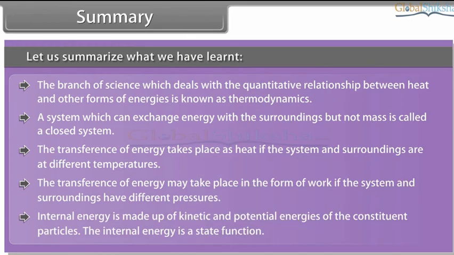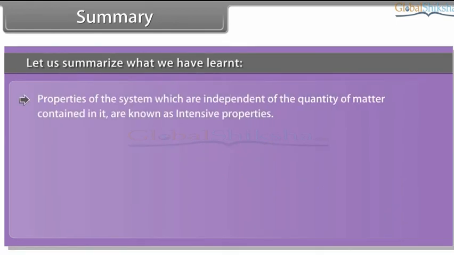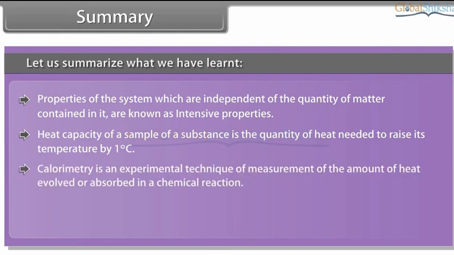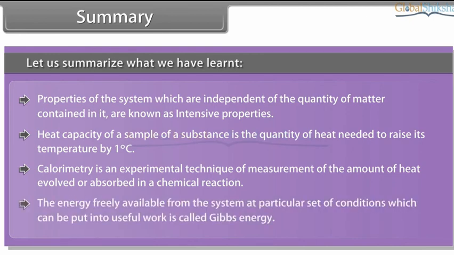Internal energy is made up of kinetic and potential energies of the constituent particles. The internal energy is a state function. Properties of the system which are independent of the quantity of matter contained in it are known as intensive properties. Heat capacity of a sample of a substance is the quantity of heat needed to raise its temperature by 1 degree Celsius. Calorimetry is an experimental technique of measurement of the amount of heat evolved and absorbed in a chemical reaction. The energy freely available from the system at a particular set of conditions which can be put into useful work is called Gibbs energy.